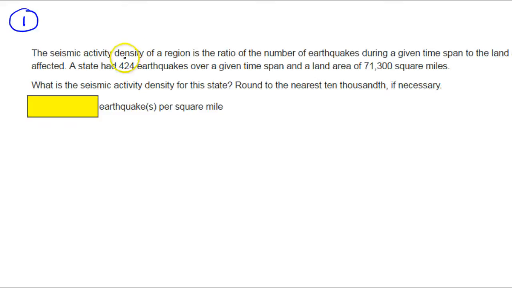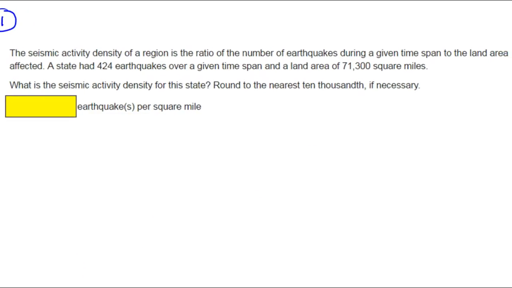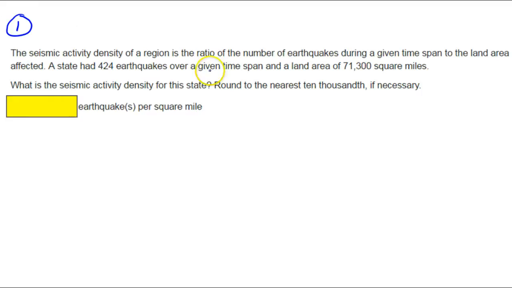The seismic activity density of a region is the ratio of the number of earthquakes during a given time span to the land area. Let's write that down. So the seismic density, which I will call D for density, is the ratio of the number of earthquakes, I'll put E for earthquakes, during a given time span to the land area. So density is earthquakes per area.